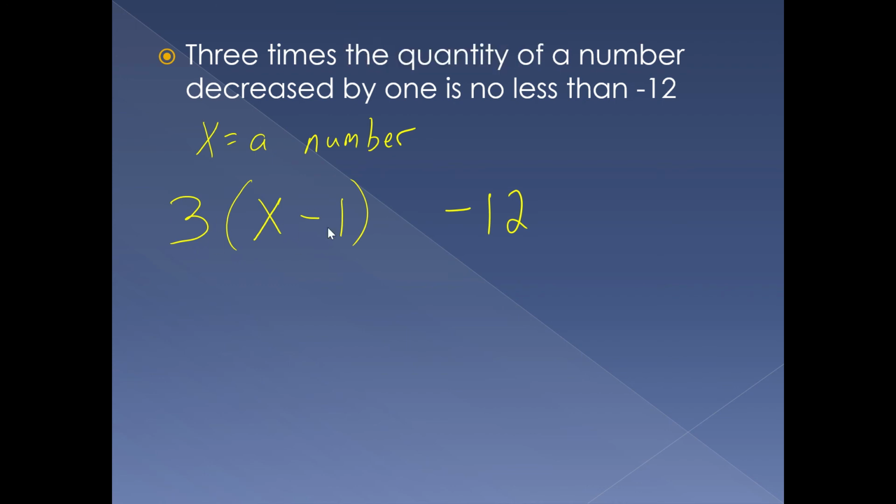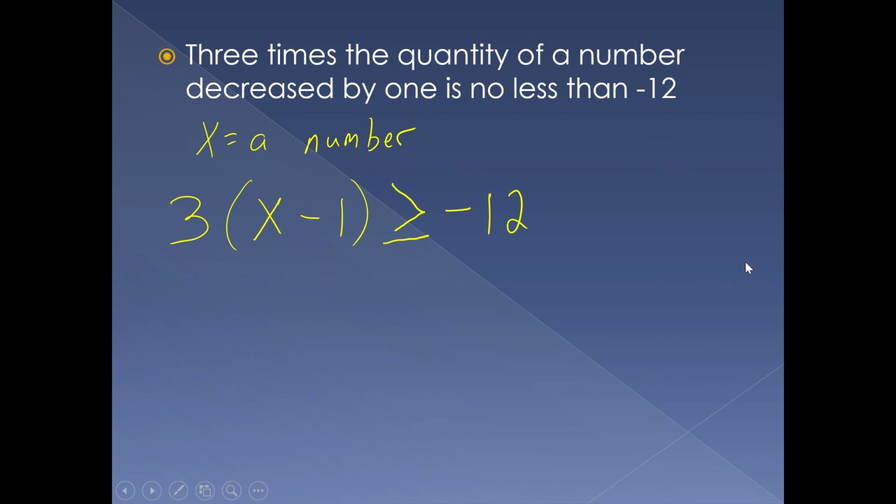So if this is no less than negative 12, what's another way to phrase that? 3 times x minus 1 is no less than negative 12. It means this can't go lower than negative 12. Could it be negative 12? Yes, it could, but it can't go lower, which means what inequality sign are we going to have right here? Right? It's no less than, which means it's greater than or equal to. This is no less than negative 12. This can't go lower than negative 12.